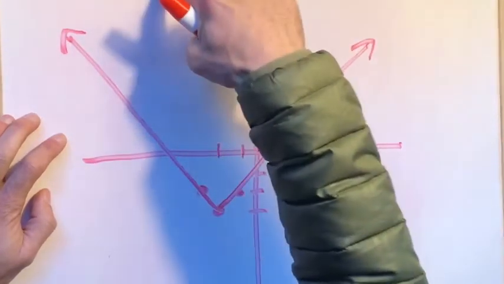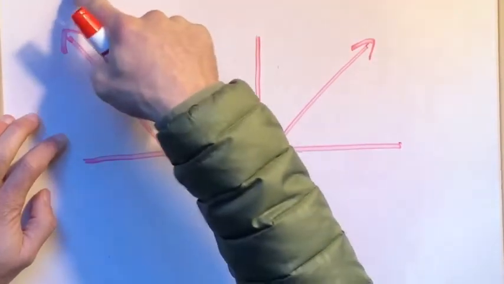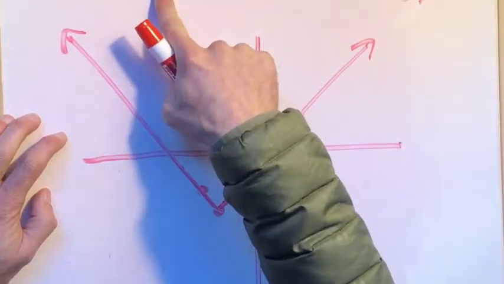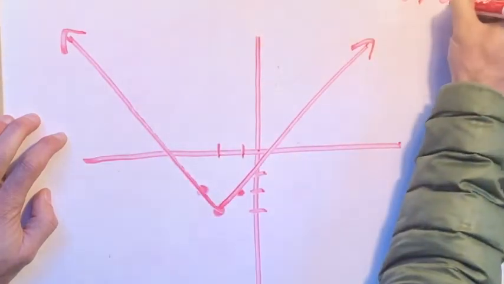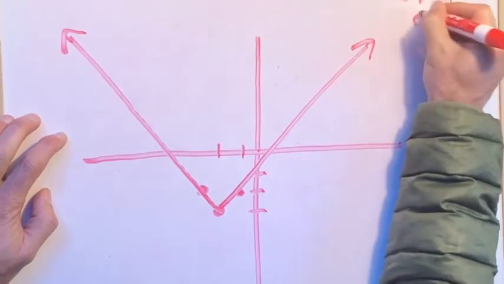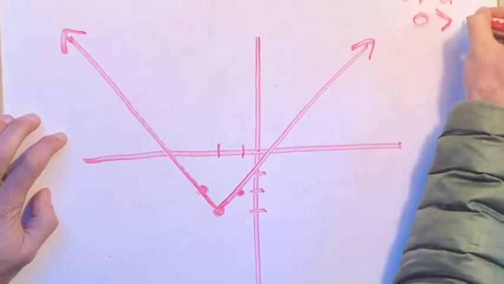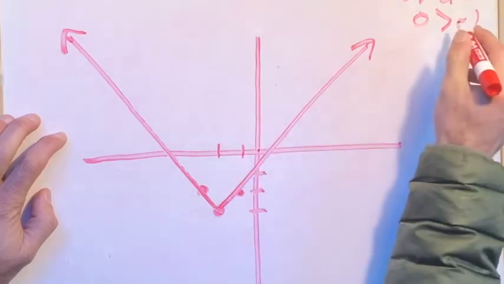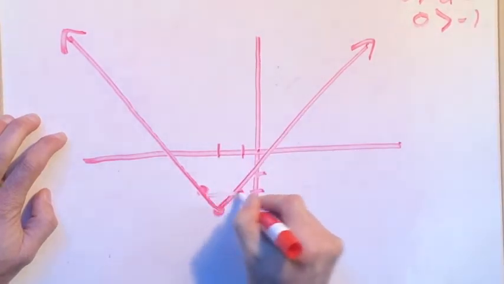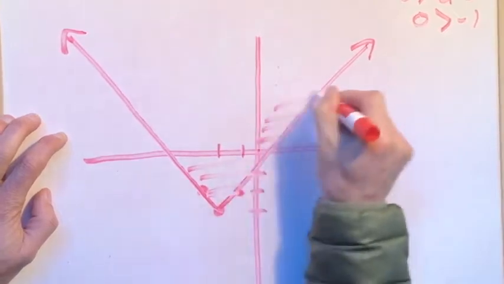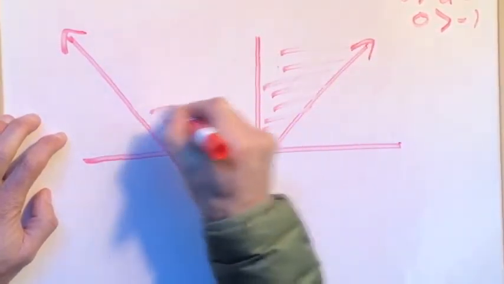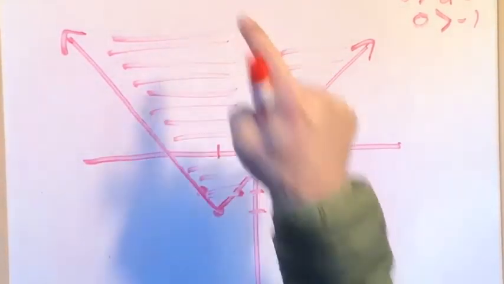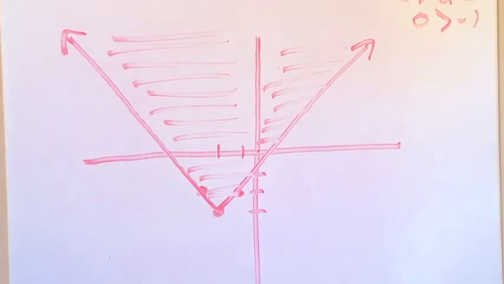If I plug a 0 into both of these, I'm going to do this in my head. 0 is greater than 0. Absolute value of 0 plus 2 is 2 minus 3. 0 is greater than -1. That is a true statement. This test coordinate made this statement true, so I'm going to shade inside. Okay, that's this.